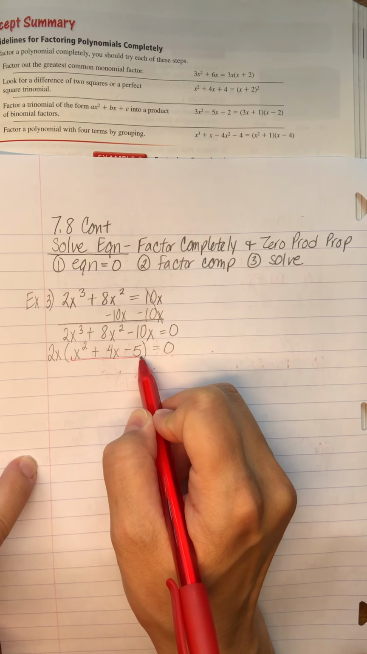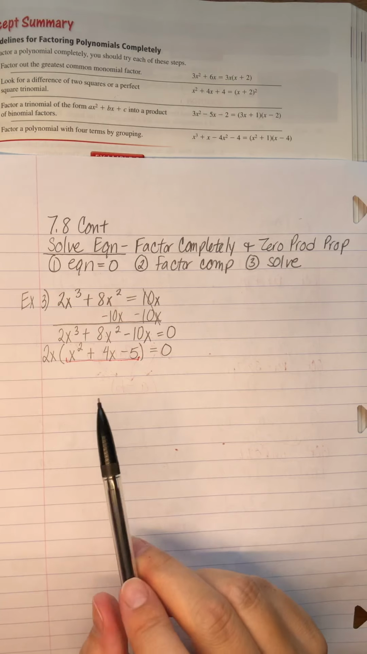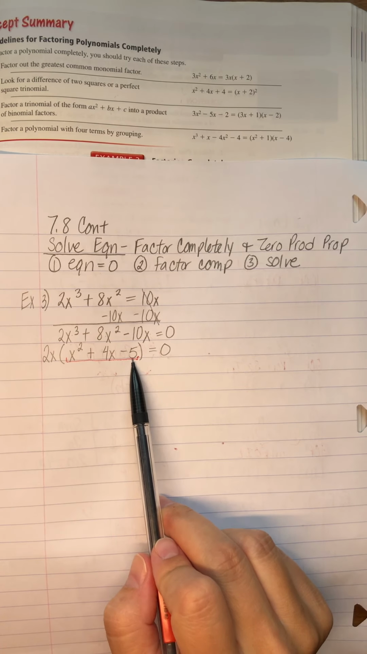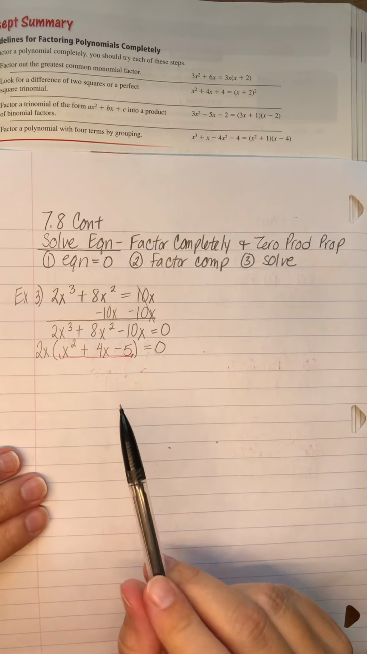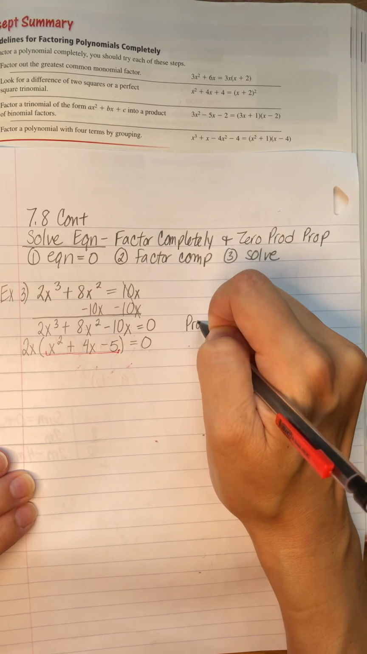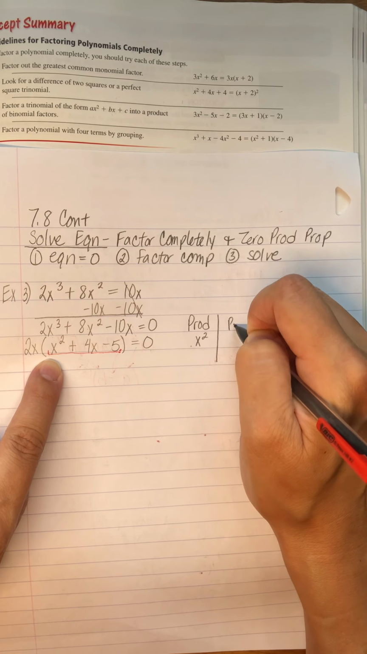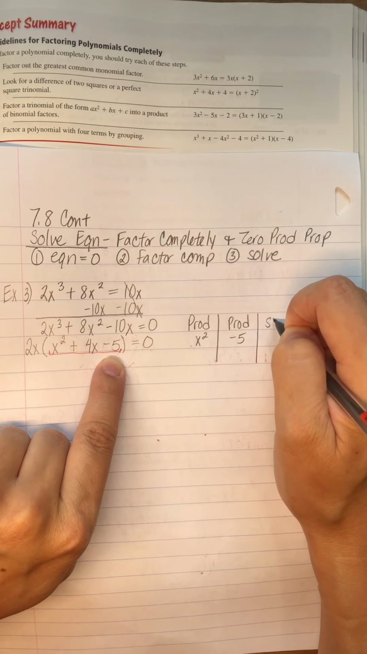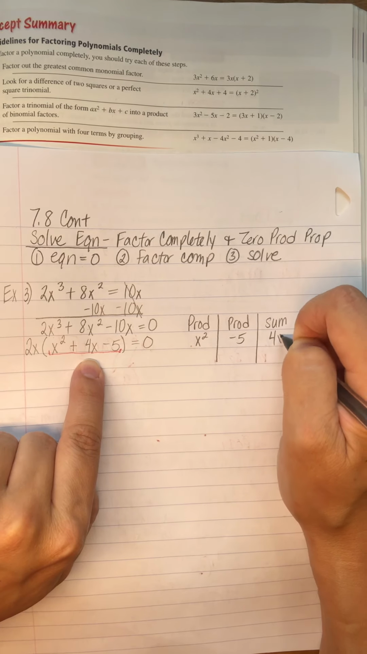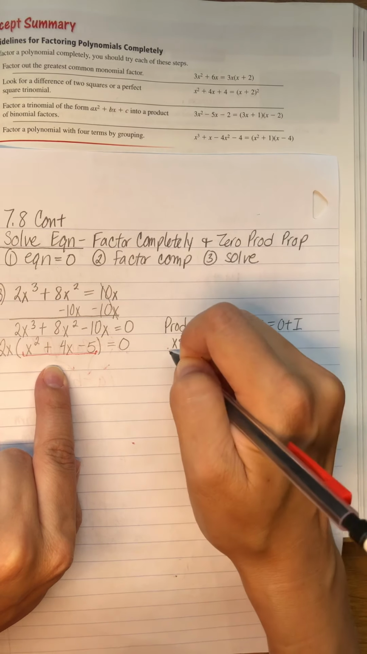This expression can be factored more. Let's see if I can factor more. Well, it's 3 terms. This is not a perfect square. That means I'm going to unfoil. Let's do our product sum table. For our product, the first term is x squared. Our second product is the last term, -5. And our sum is the middle term, 4x. And remember, that's outers plus inners.